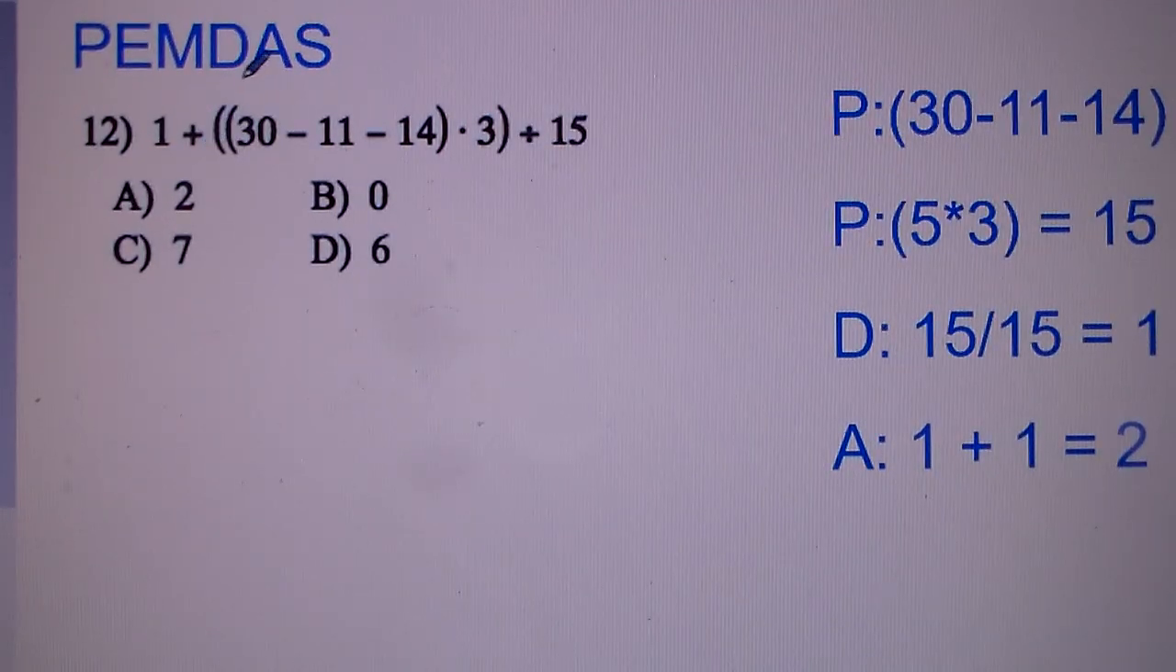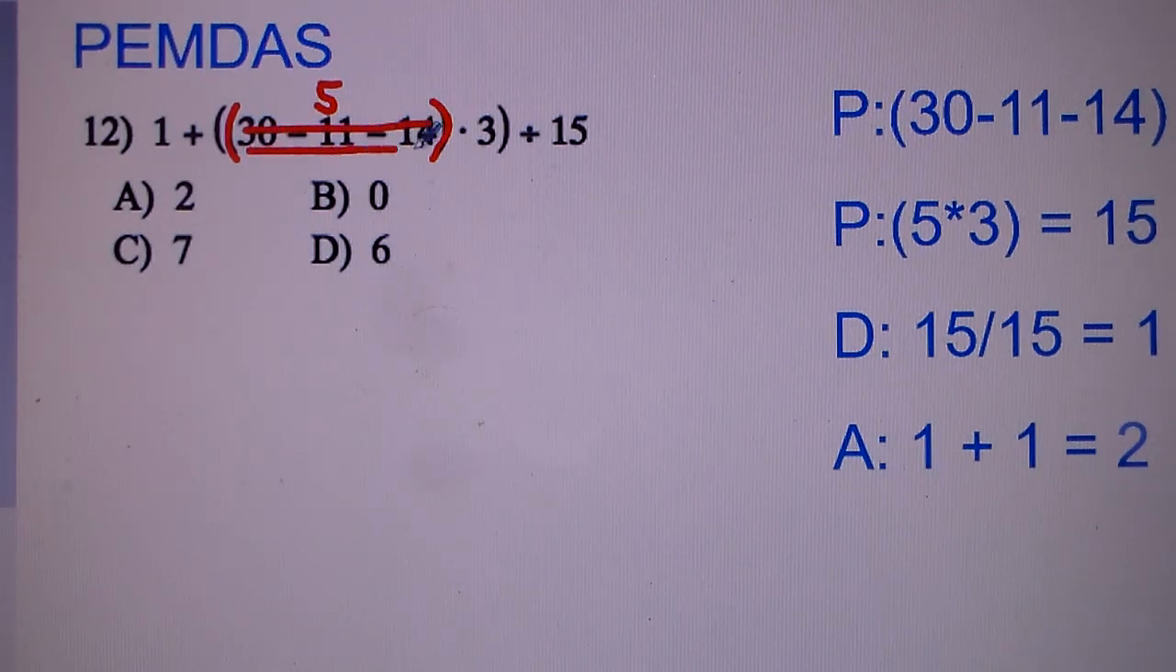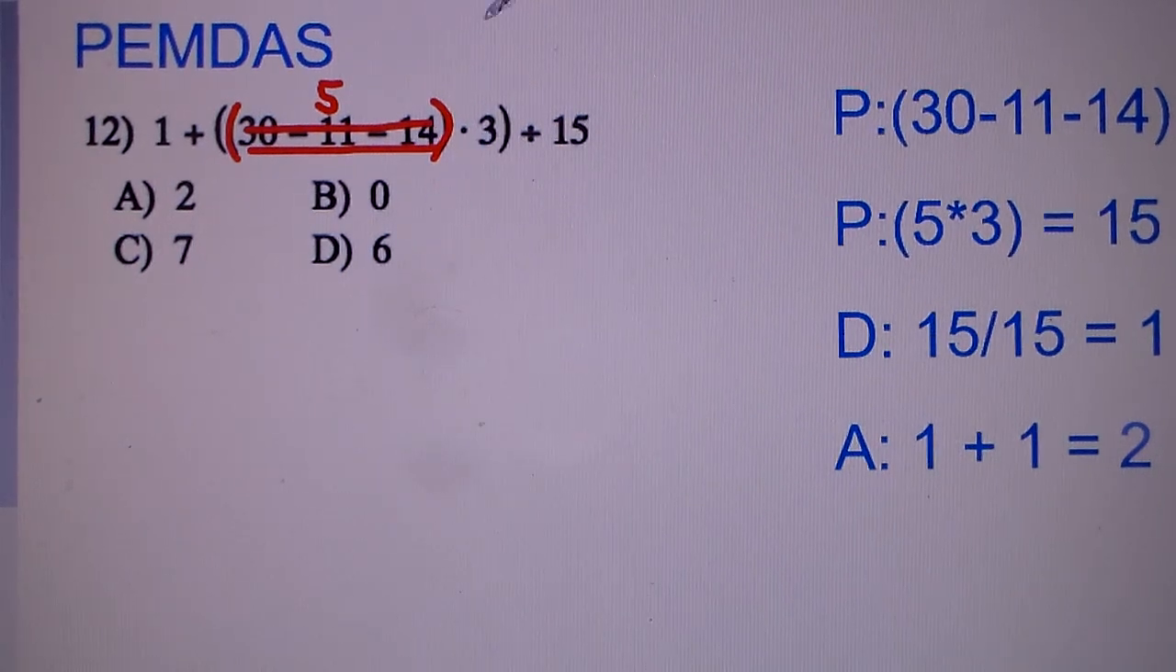Alright, number 12. This is parentheses inside of parentheses. So I'm going to focus on the innermost set of parentheses, which is right here, which I'll highlight in red. Then we got to go left to right, because it's all subtraction. So 30 minus 11 gets you 19. 19 minus 14 gets you 5. So that whole bunch of numbers just turns into 5.